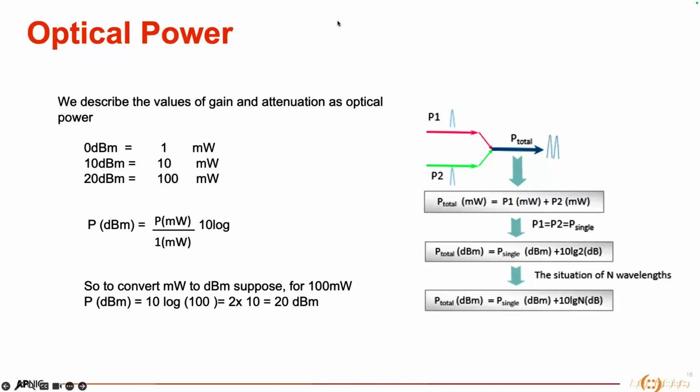So what is the total power of all the lambdas together after being multiplexed? That is what we're trying to find out. So here, as you can see in the diagram, we're launching two lambdas, P1 and P2.